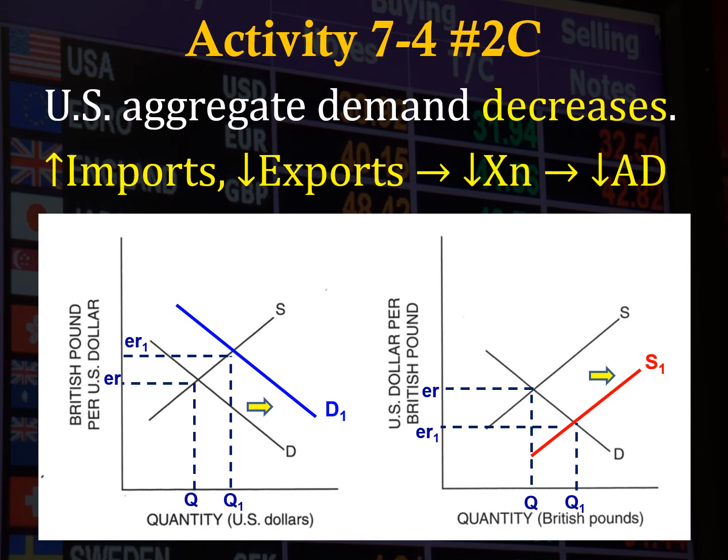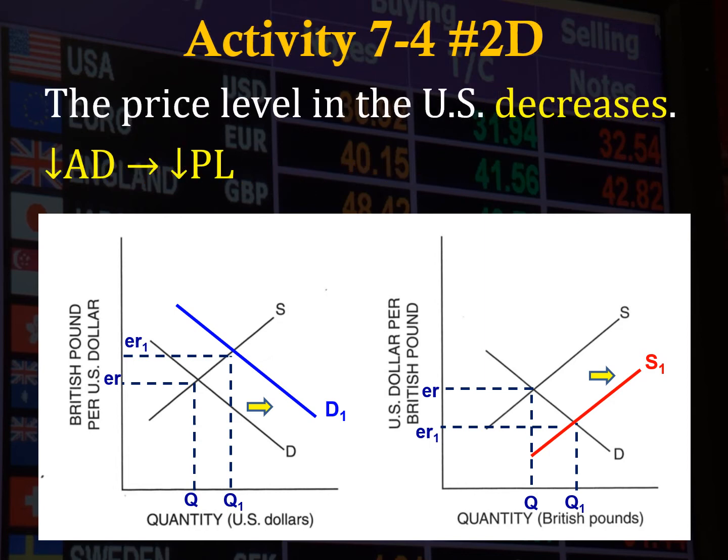All right, so since imports increase and exports decrease, we know there's a definite negative effect on net exports. So as a result, aggregate demand shifts downward to the left. Since aggregate demand shifts to the left, that's going to cause the price level to go down.